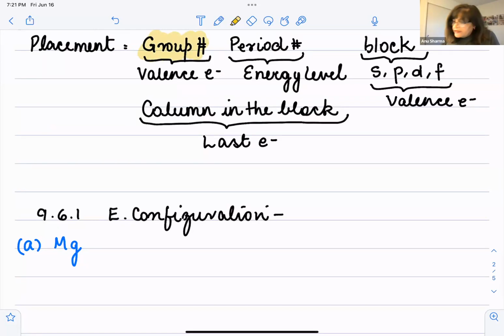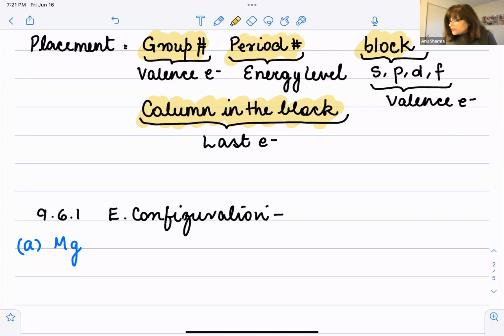The group number identifies the valence electrons, which are the last electrons. Then comes the period number. Period number represents the energy level. Then we look at the blocks, whether it is S, P, D, or F. So which valence electron is going to be in which orbital, and then we look at the column in the block. The column in the block is the absolute last electron.